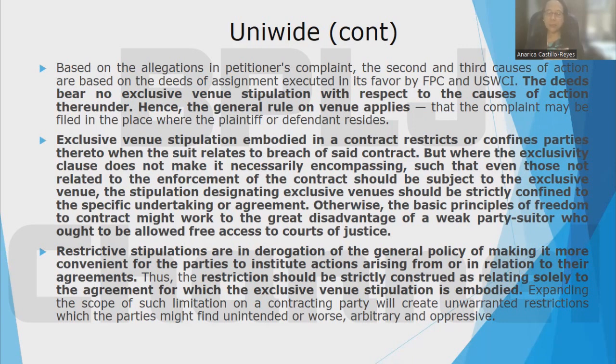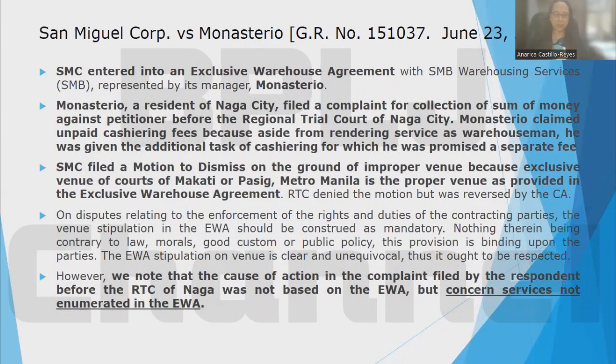The basic principles of freedom to contract might work to the great disadvantage of a weak party who ought to be allowed free access to courts of justice. Restrictive stipulations are in derogation of the general policy of making it more convenient for the parties to file actions arising from or in relation to their agreements. The restriction should be strictly construed as relating solely to the agreement for which the exclusive venue stipulation is embodied.